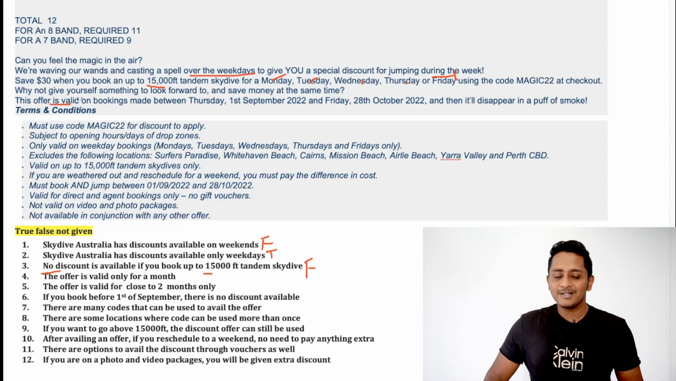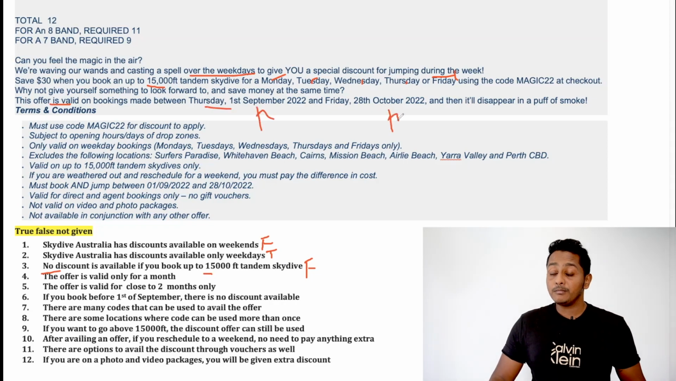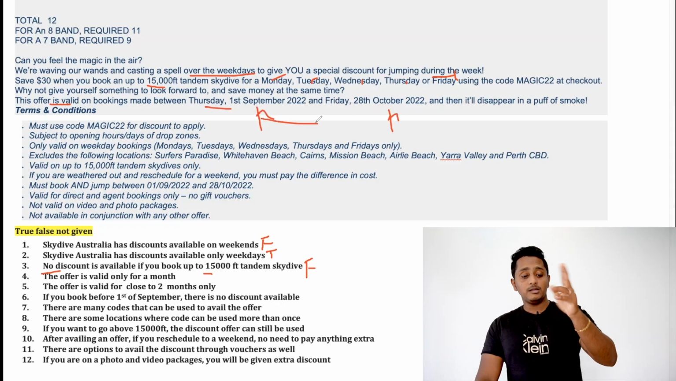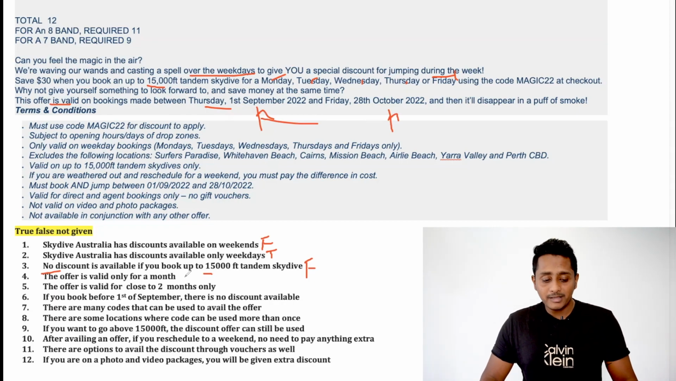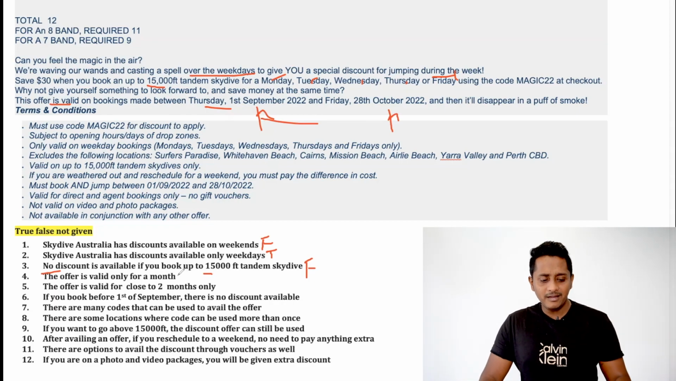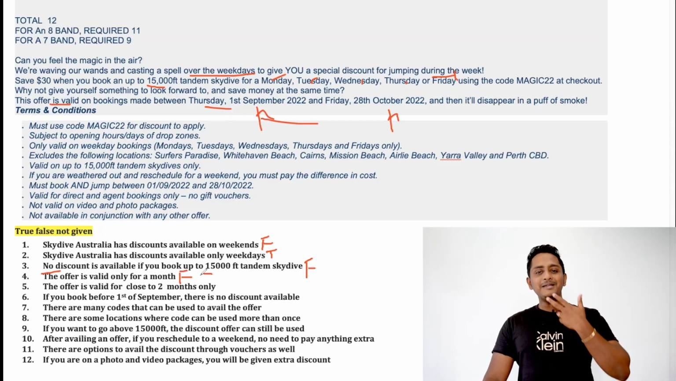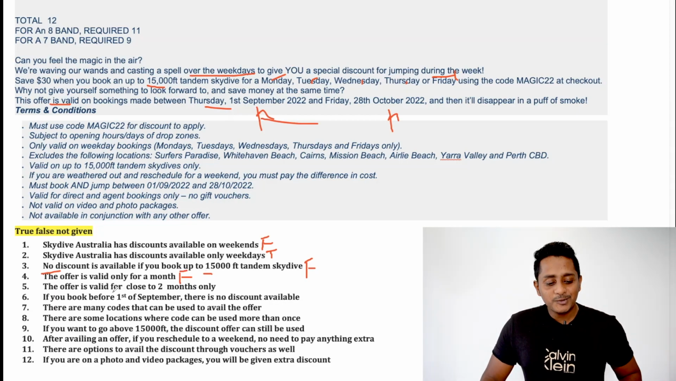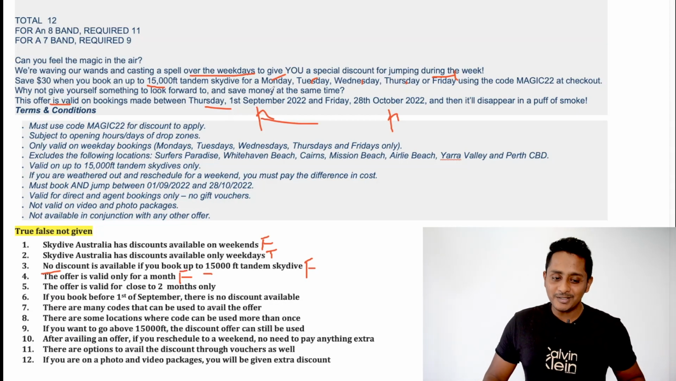The offer is valid on bookings made between 1st September till 20th October, almost close to 2 months a year. 1 month, 100%. It's a lie. When it's a lie, easy peasy. The next one: offer is valid for close to 2 months only.